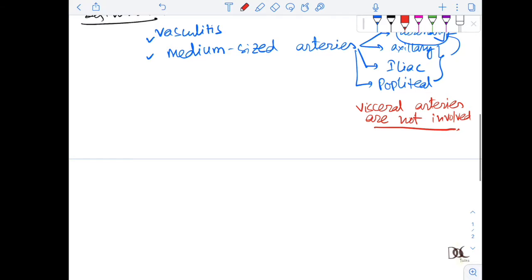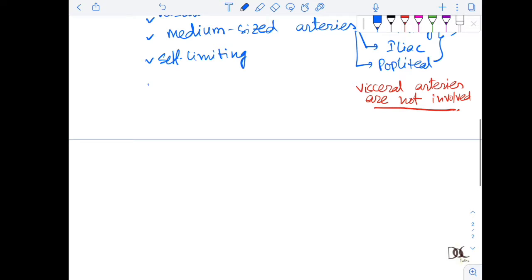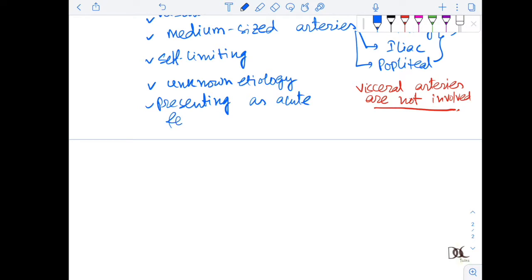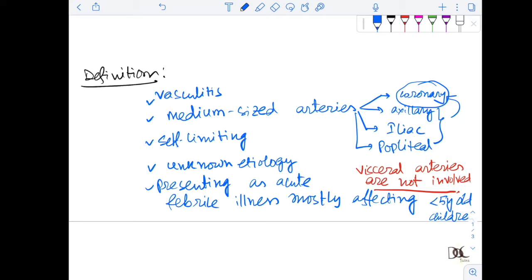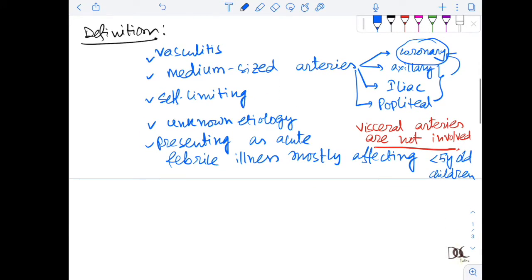Okay, understood. Now it's a vasculitis, a medium-sized artery vasculitis, which is self-limiting. If you do not do anything, there will be some complications, but usually it is a self-limiting disease, with unknown etiology, presenting as acute febrile illness, mostly affecting less than 5-year-old children. So understood? So what is the definition? It's a self-limiting medium-vessel vasculitis with unknown etiology, presenting as acute febrile illness, mostly affecting less than 5-year-old children. Now that's the definition.